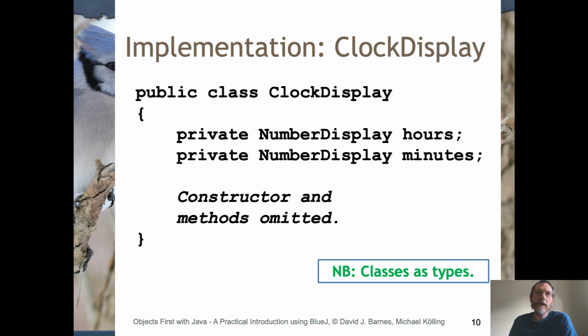So here again we see a standard class definition. We've got a class header for clock display, but the distinctive feature we've got now is that the data type of the two fields is not one of the standard types such as int or boolean or double. The type is number display. In effect, what we've done by defining a number display class is introduce a new data type into the language. And because we have a new data type, we can then define variables to be of that data type. So we've got a field called hours of type number display and a field called minutes of type number display.